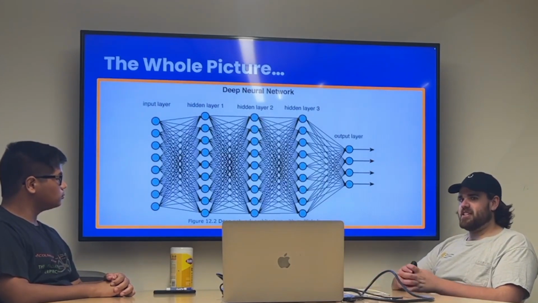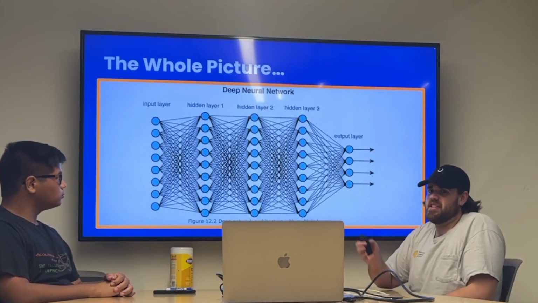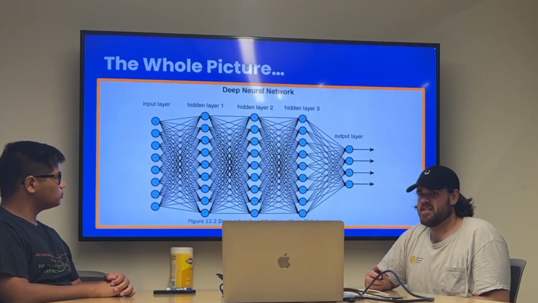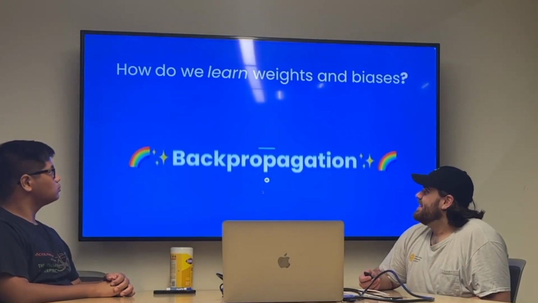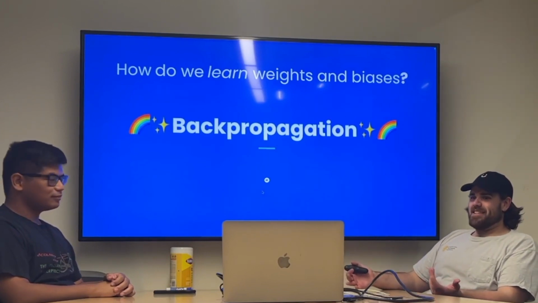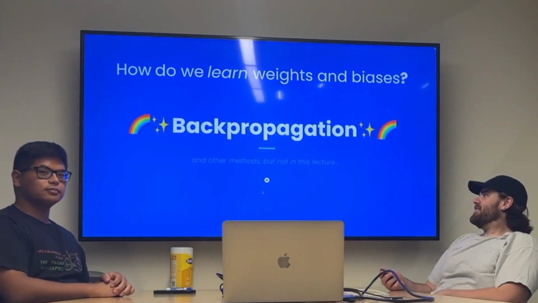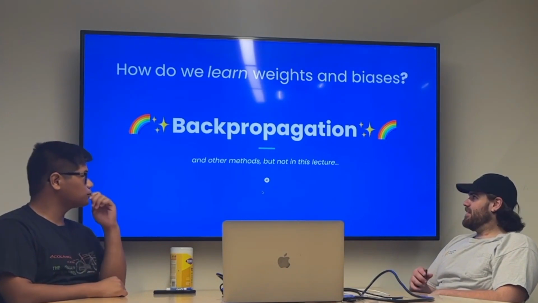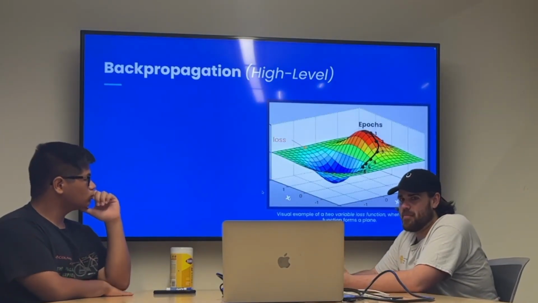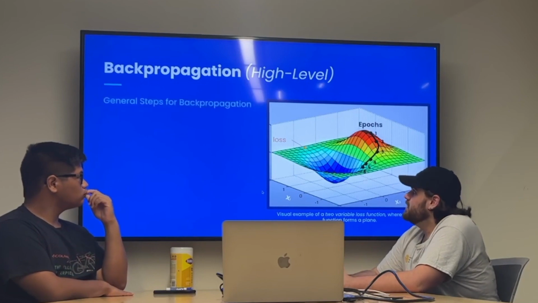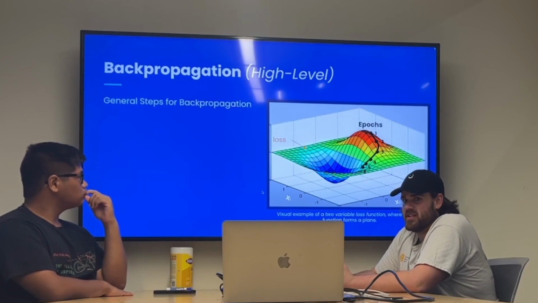So the whole picture. If you have a bunch of layers of these and you solve for a bunch of weights and biases, you can essentially make anything into a linear equation. But how do we learn these weights and biases? Well, through backpropagation. And there are other methods, but not in this lecture.